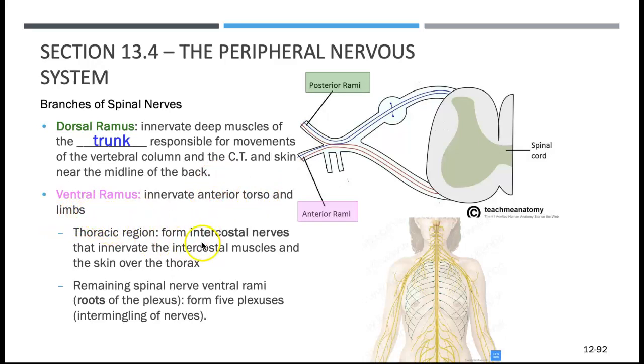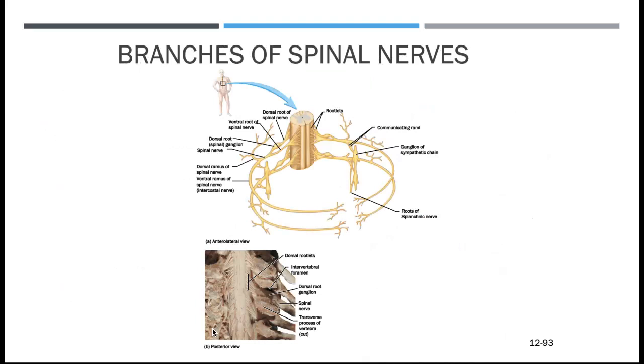So within the thoracic region, we will form intercostal nerves. You could see that here in the blue highlighted. That would sit within those costal grooves, and it innervates the intercostal muscles and the skin overlaying the thorax. And the remaining spinal nerve ventral rami will form roots of our different plexi within the body. So we'll have five. We have plexuses, but we can call them plexi within the body. A plexus is really an intermingling of the nerves or a network of nerves. I always think of like how a braid gets created, right? We're going to crisscross each other, but they're their own individual strands.